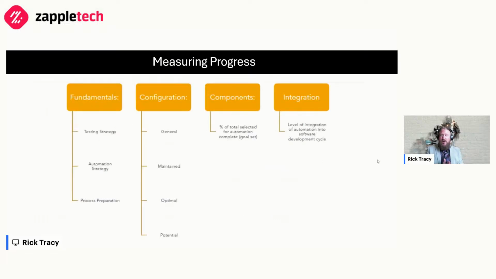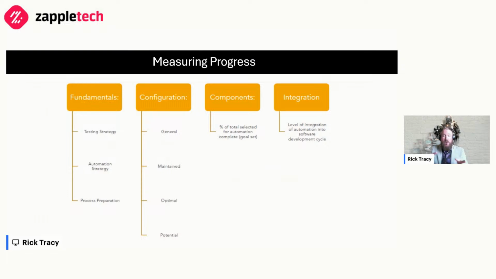So I usually use four different components for that. There's the fundamentals, the configuration, the components, and the integration. And for each of these, I show how far automation is meeting the goals for these areas. So fundamentals: how far is automation meeting the goals set in our test strategy?